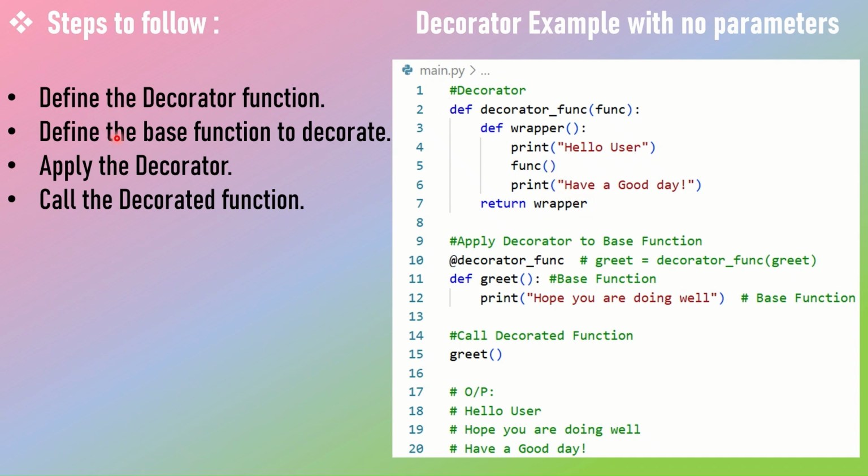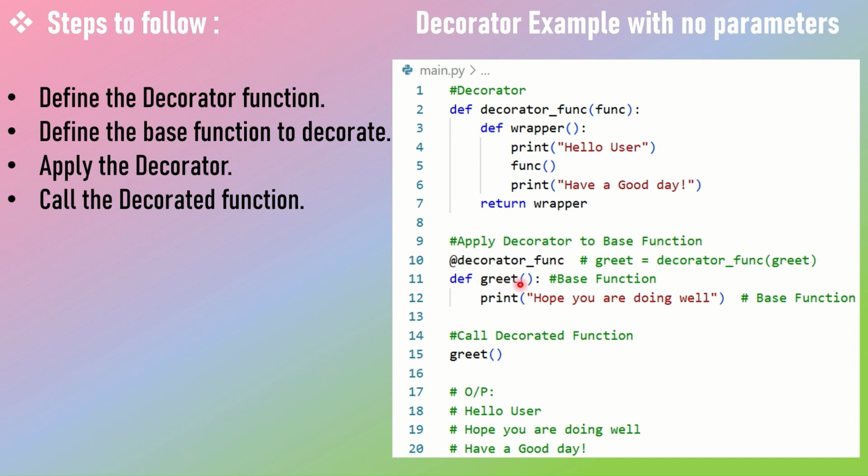And then after defining the decorator function, the next step that we need to take is to define the base function to decorate. In order to apply this decorator function to the base function, we need the base function, right? So that's why in the 11th line, I have defined the base function, which is a greet function that usually logs the message saying hope you are doing well. And then after defining the base function, we need to apply the decorator.